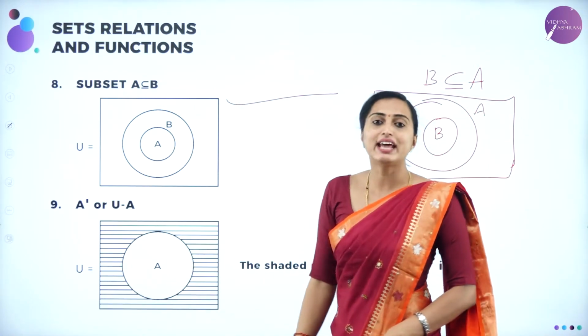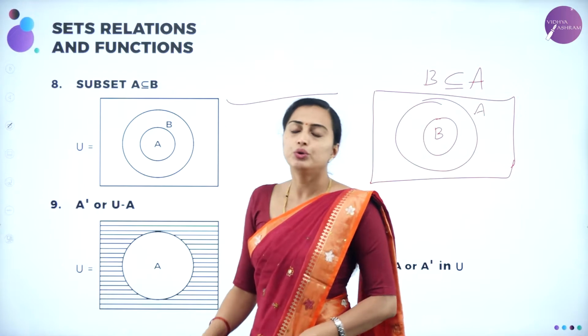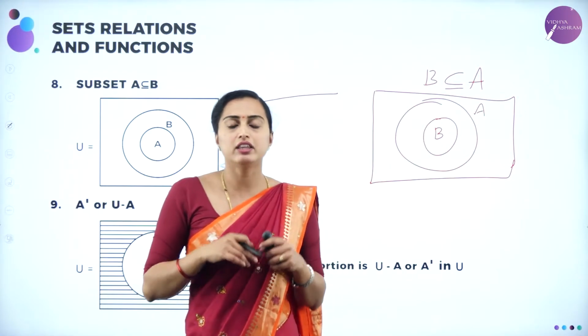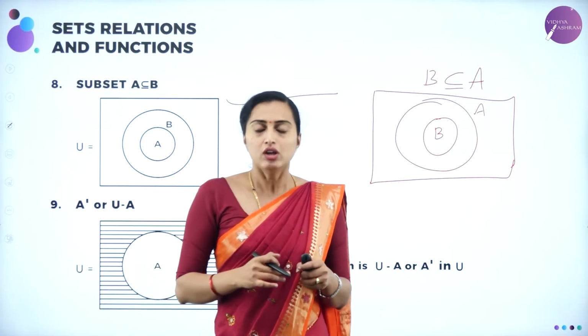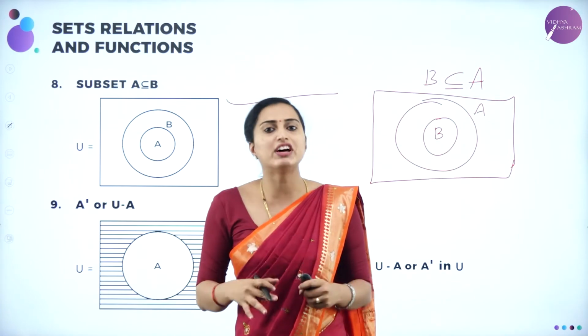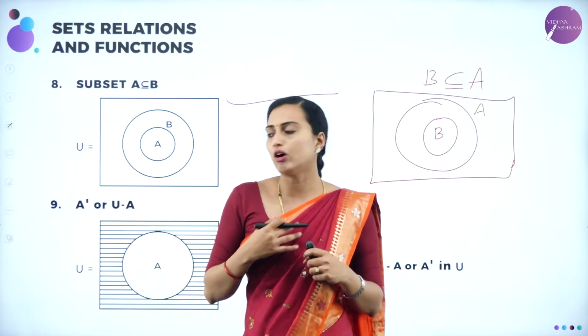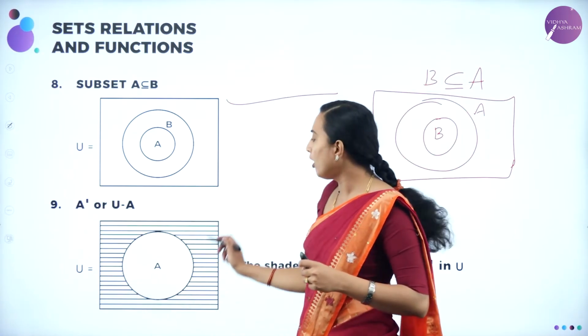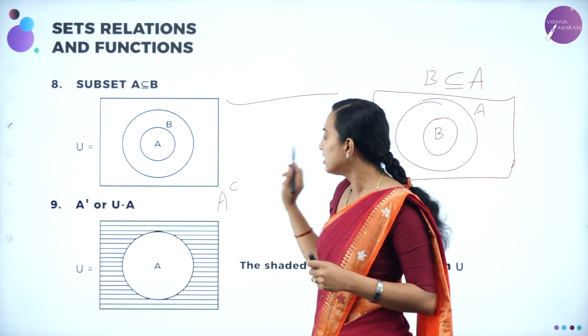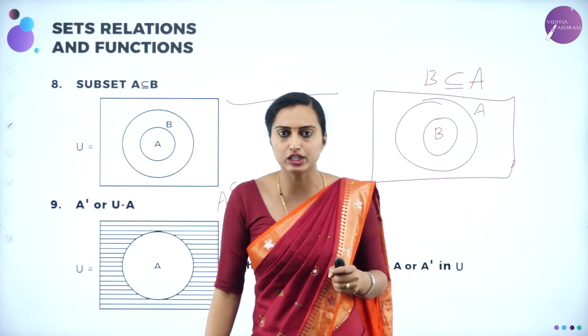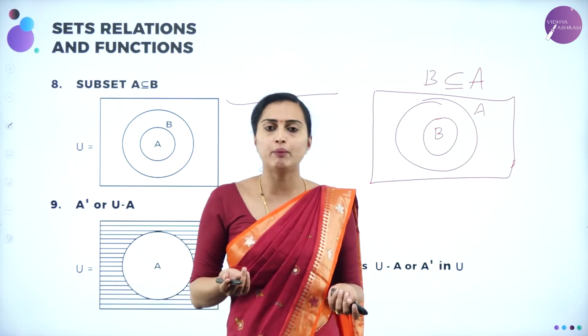A dash. What do you mean by A dash? You will be given a universal set and then you will be given a set. Universal set minus the given set is nothing but the A complement. We write the A complement either as A dash or as A C, that is A complement. Understood? How are we going to represent it in a Venn diagram?